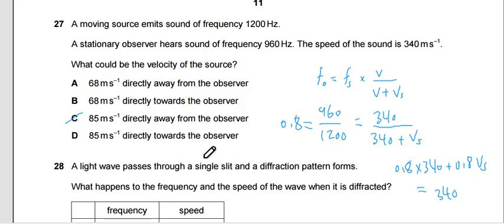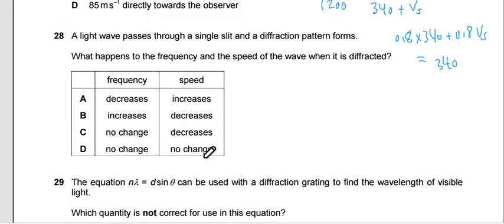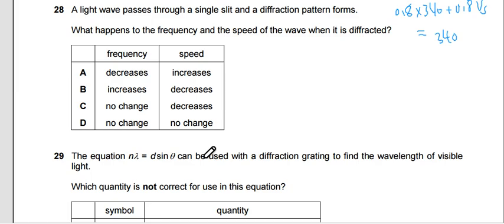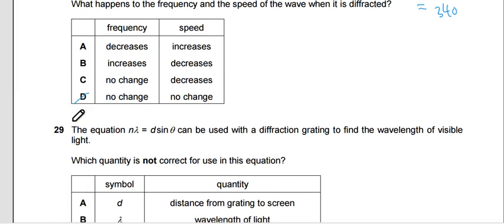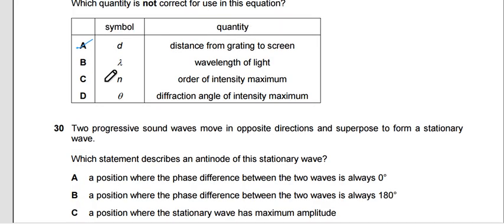A light wave passes through a single slit and the diffraction pattern forms. What happens to the frequency and speed of the wave when it is diffracted? Both of them have no change because diffraction is only about direction. The equation n lambda equals d sine theta is used for a diffraction grating to find the wavelength of visible light. Which quantity is not correct for using the equation? D is the distance from the grating to the screen. No, it's the distance between the lines on the grating.